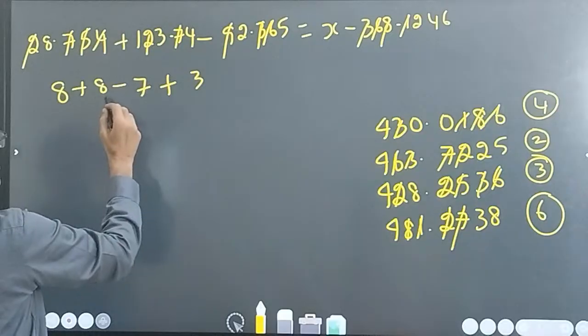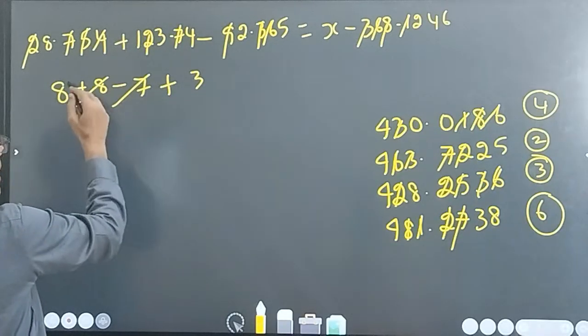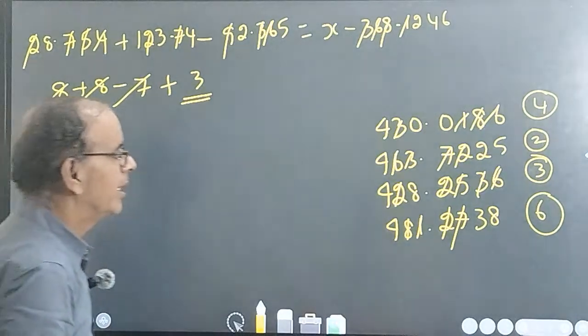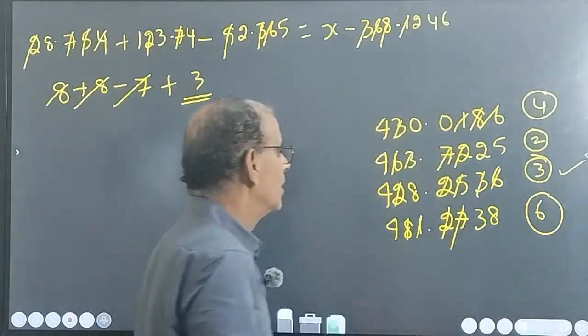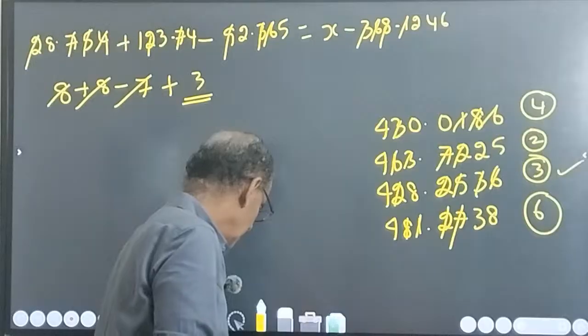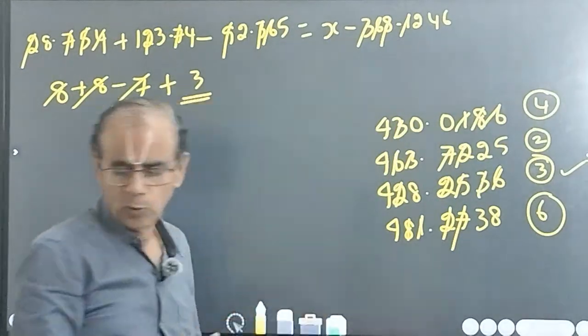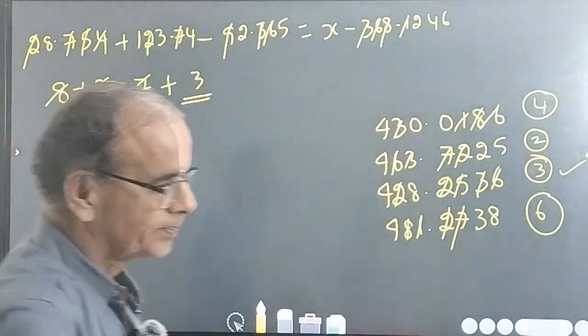8 plus 8, 16. 16 minus 7, how much? 9. 9 means how much? 0. What is the answer? 3. What is the answer for this question? 428.2536. This is the best method to solve. If you know this technique, just in 1 second you can solve the problem. Okay.